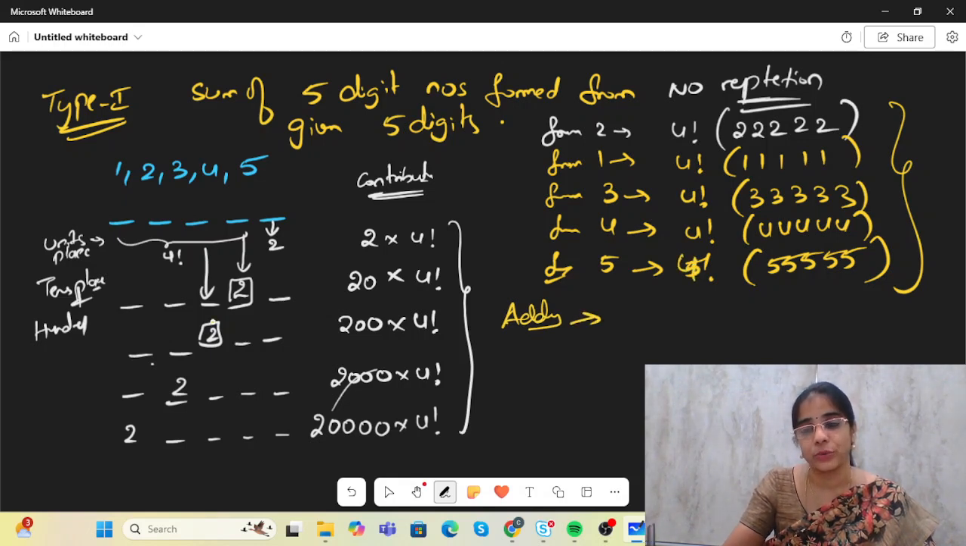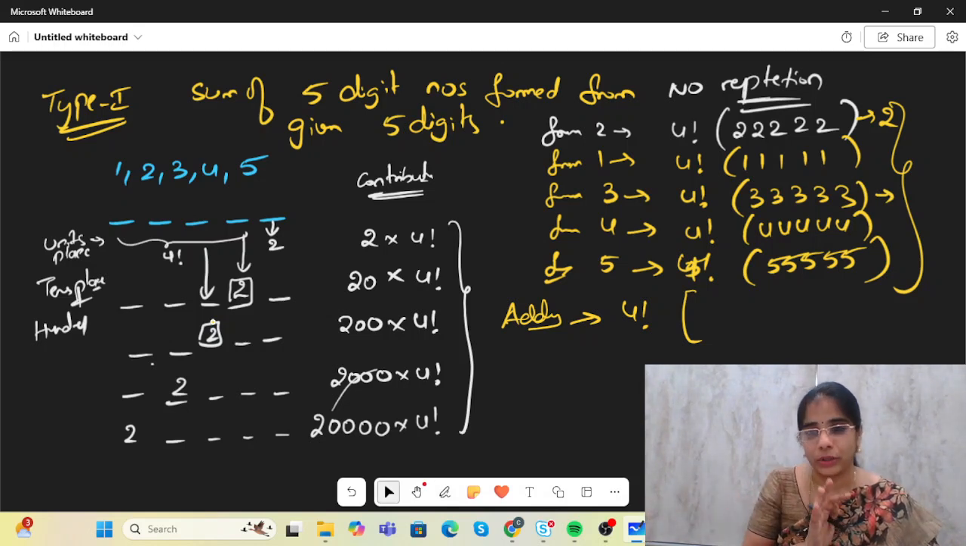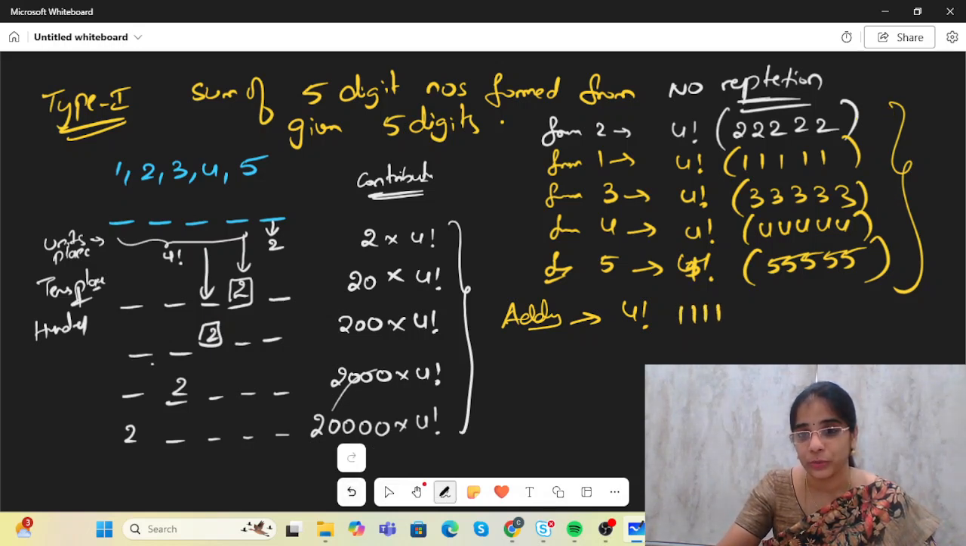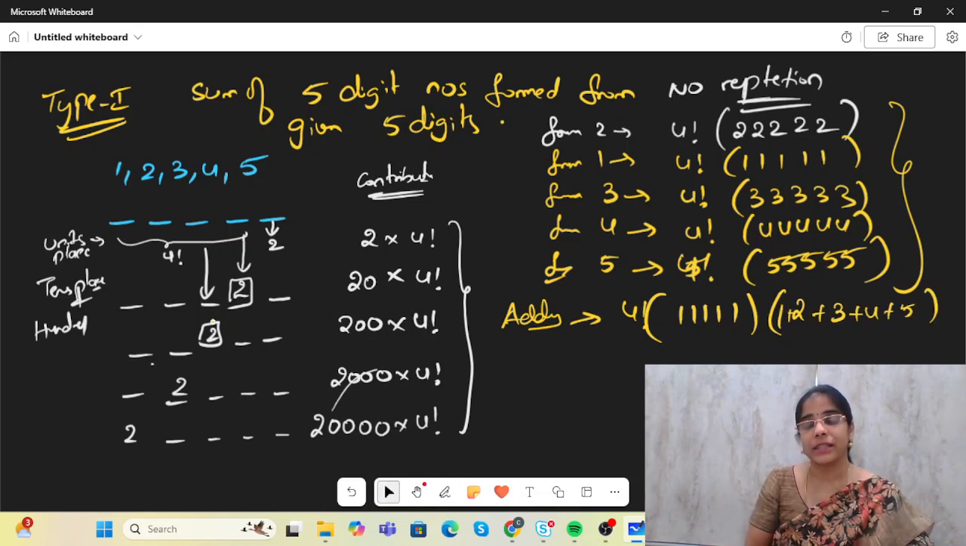This is again 4 factorial, right? So it's 4 factorial into, can I just take common, when I remove 2 common from this, it is 2 into 1, 1, 1, 1, 1, isn't it? When I remove 3 from this, 3 into 1, 1, 1, 1, 1, 4 into 1, 1, 1, 1, 1, like that. How many ones? 5 ones. And I am left with 2 plus 3 plus 4 plus 5 plus 1. Right? This is all what I have.